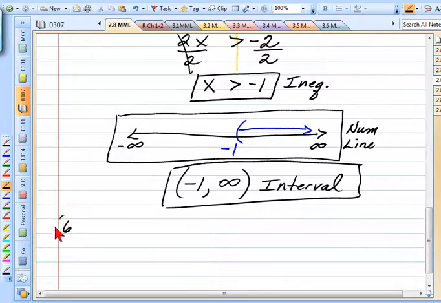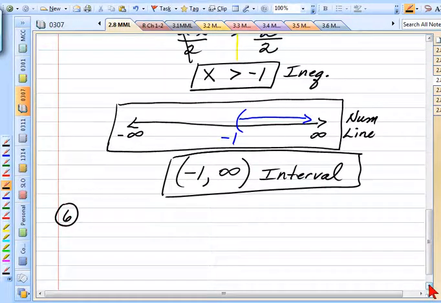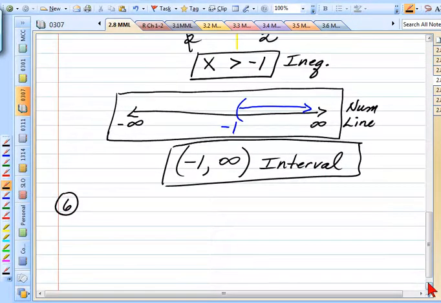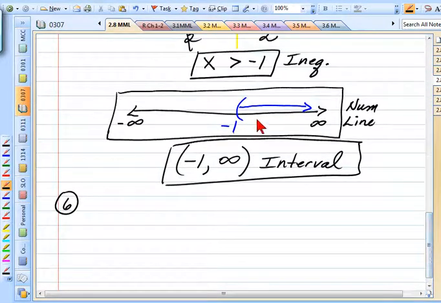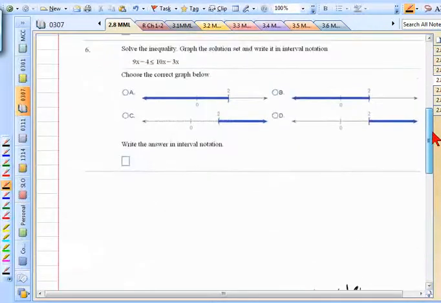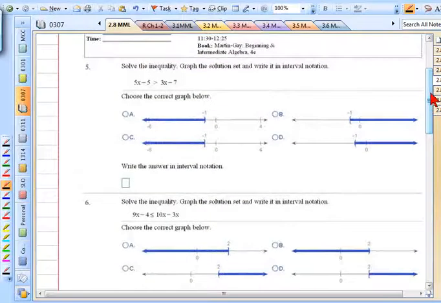You didn't do the graph on number 5? Pardon me? You didn't choose the graph? Okay, if we went back and chose the graph, we drew one. Oh, okay. But if we were to look back here at number 5, it was choice D because it went to the right. You can't see it on the screen. And it had a parentheses.